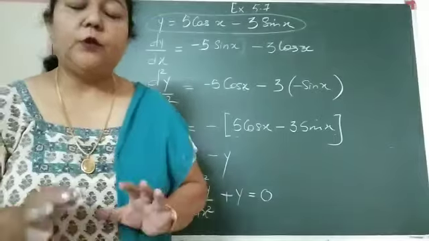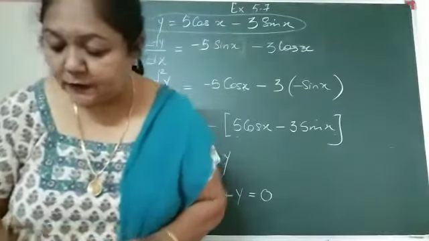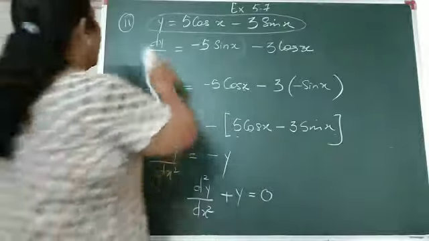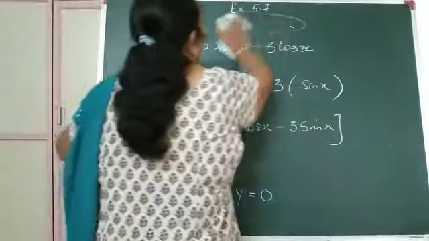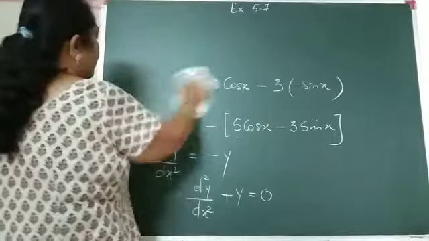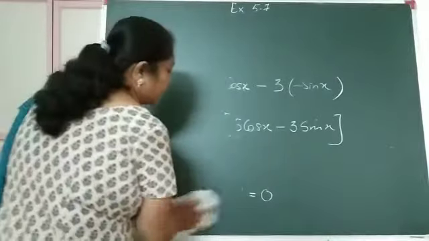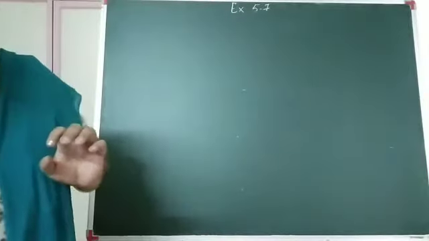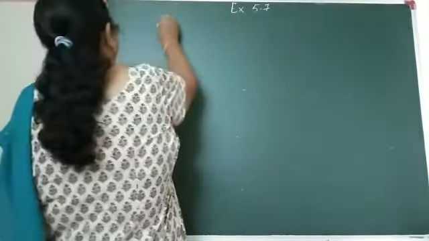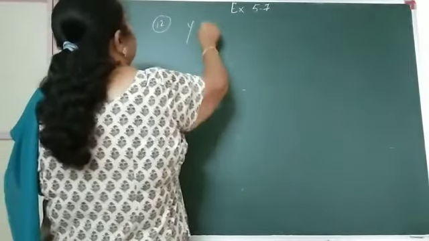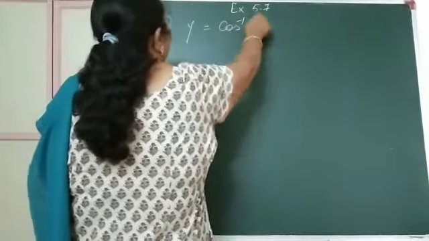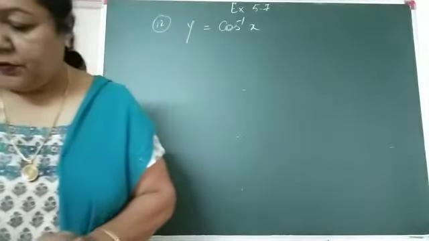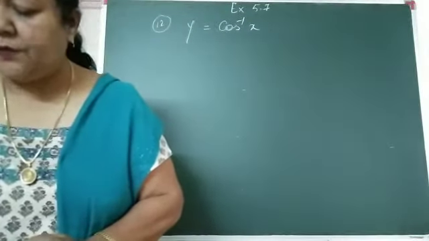Now, similar type we go to the next question, that is question number 12, which is y is equal to cos inverse of x. Let us see, we have question number 12, y is equal to cos inverse of x.